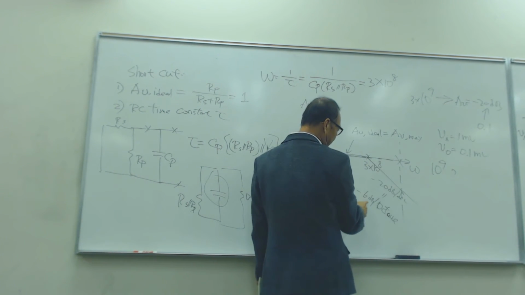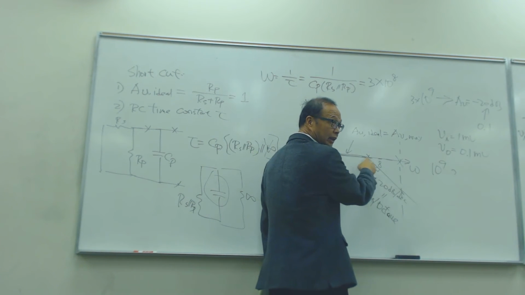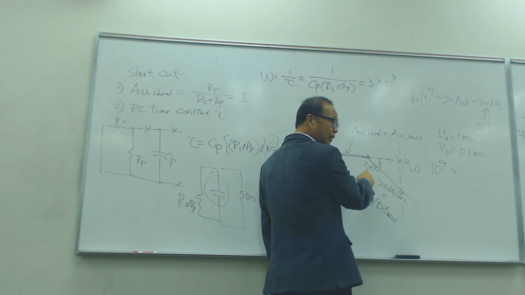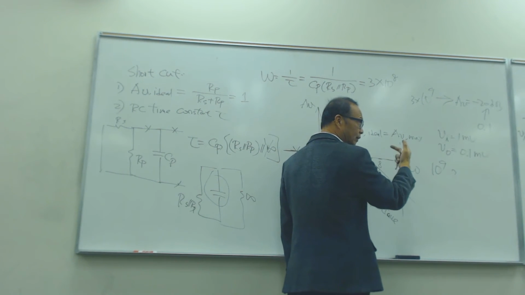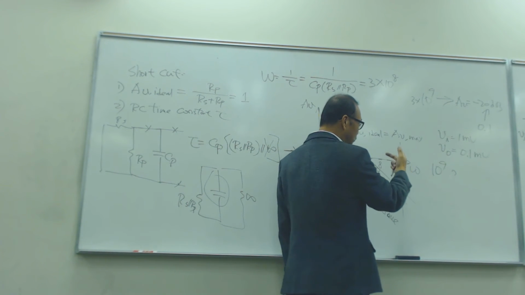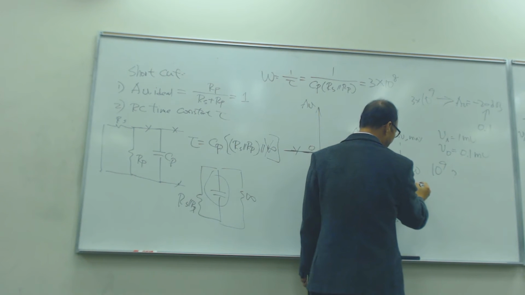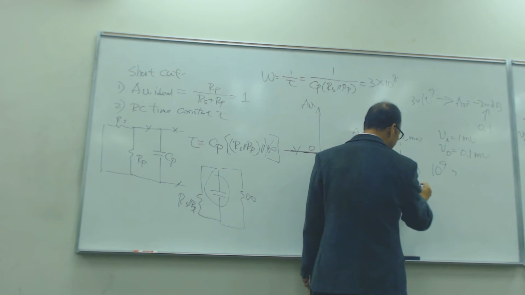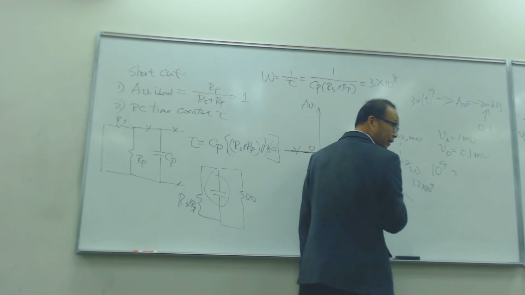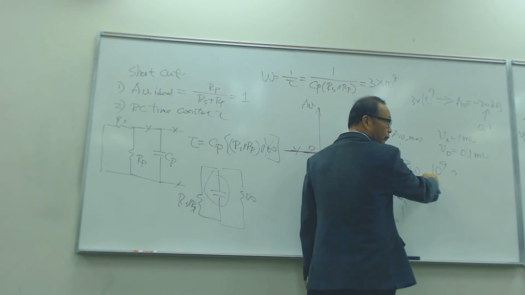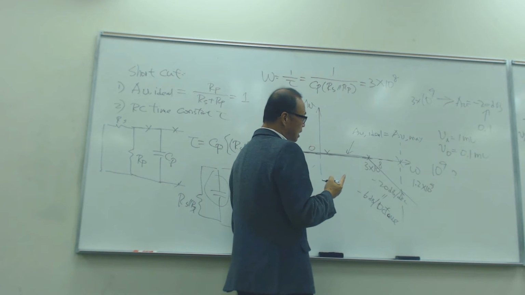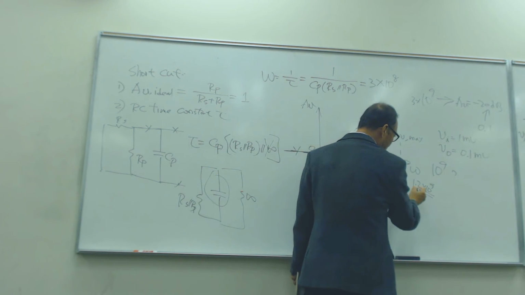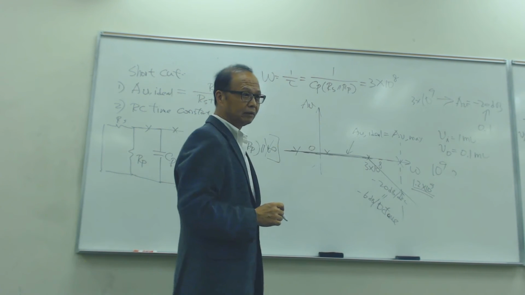So what is the next octave? 3, 6. The next octave is what? 12. So 1.2. So two octaves is 1.2 times 10 to the 9, right? Which is quite close. So we can do that. So what is at 1.2 times 10 to the 9?